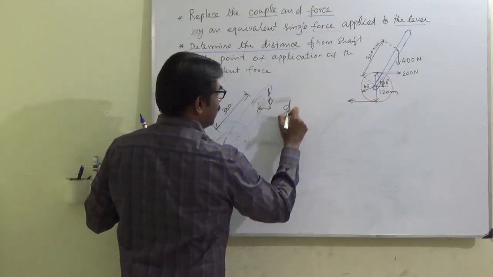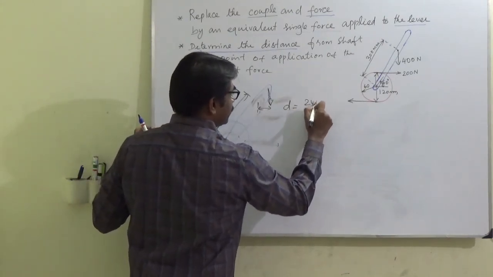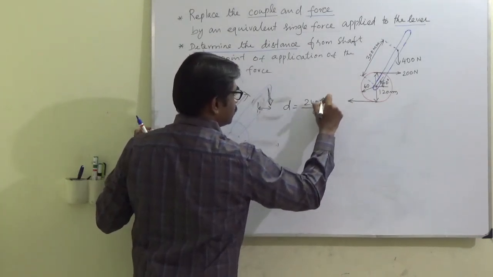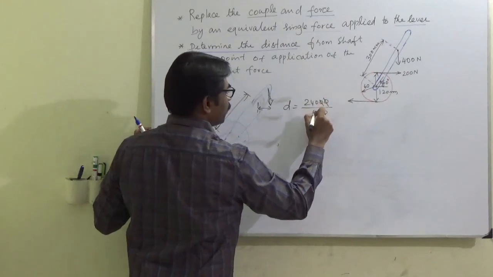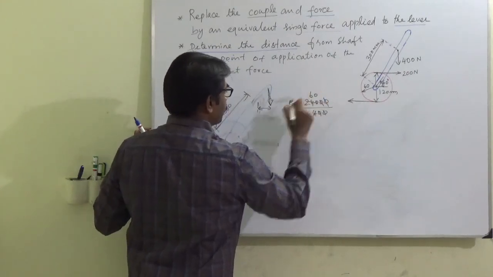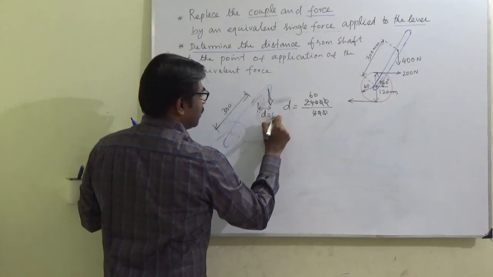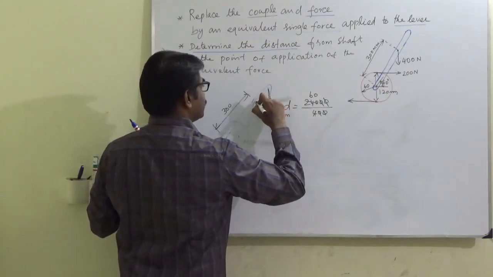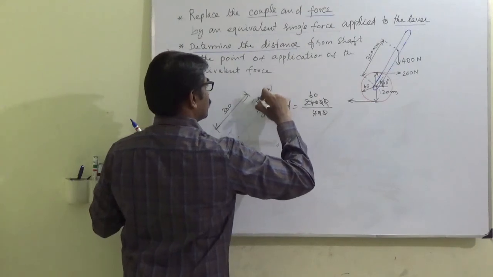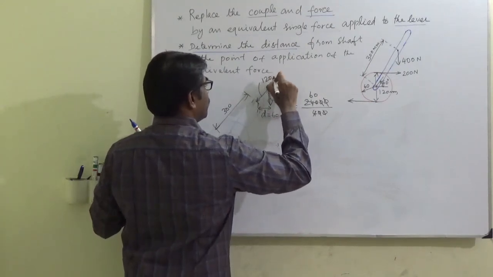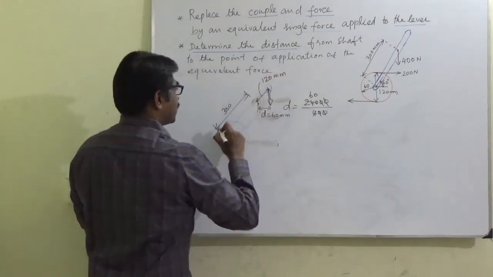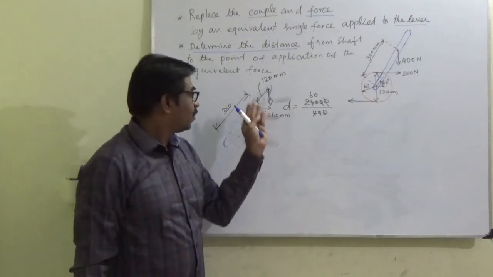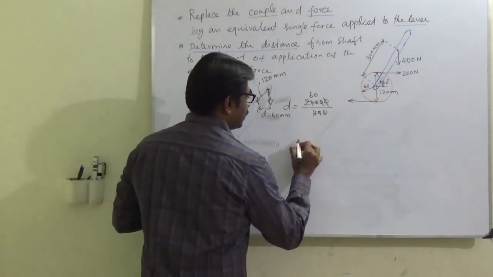So now D I will find from this value 60. So D is 60 mm. So this will be 120 mm. So already 300, it is moved further by 120 mm.